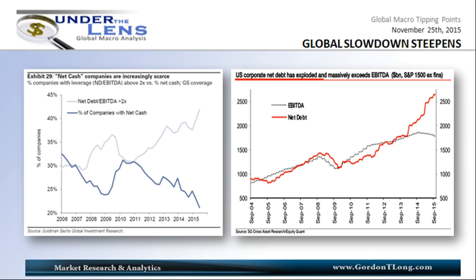U.S. corporate debt has exploded and massively exceeds EBITDA. What does this mean? It means credit rating downgrades are ahead. It means a reversal in the credit cycle.